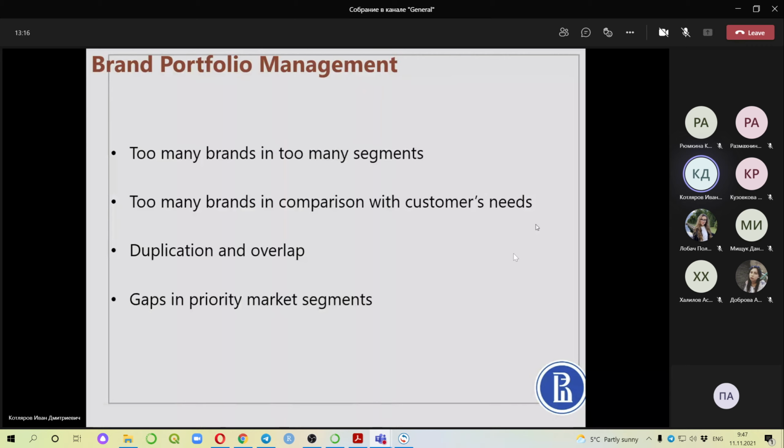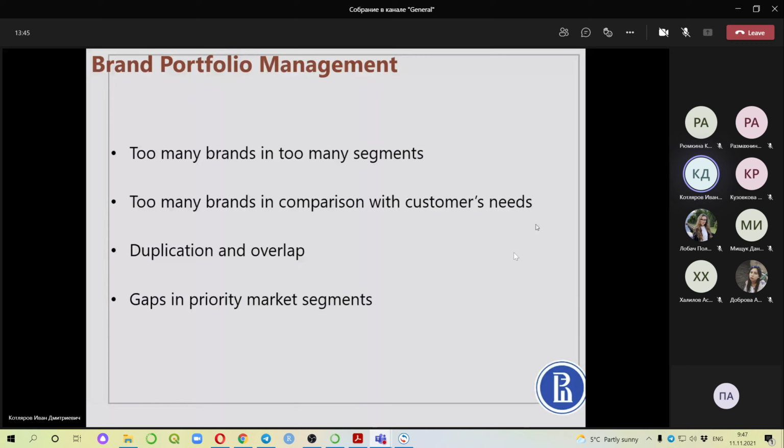The second problem is the problem of cannibalization. It means that for one specific customer's need, we have two or more brands. So it leads to confusion, obviously. And again, it leads to cannibalization. So we should clearly identify our customers' needs, and we should link each need to a specific brand. Otherwise, there will be confusion and there will be cannibalization.